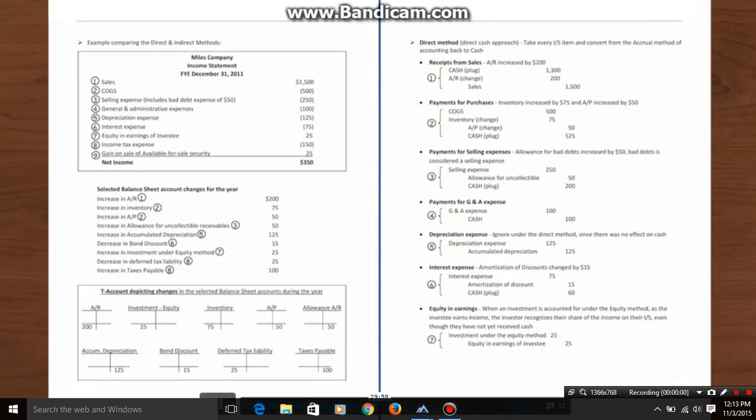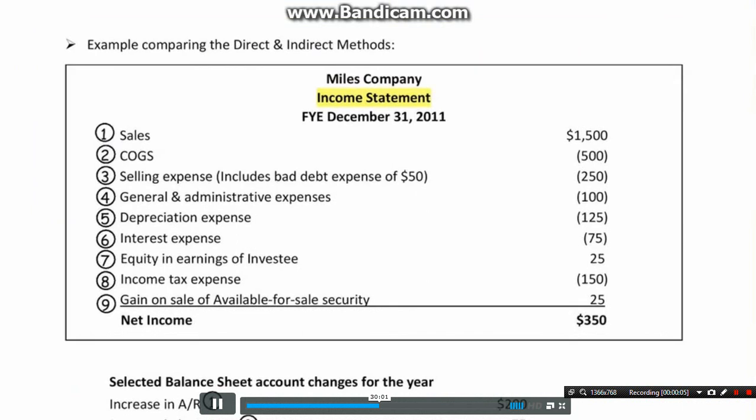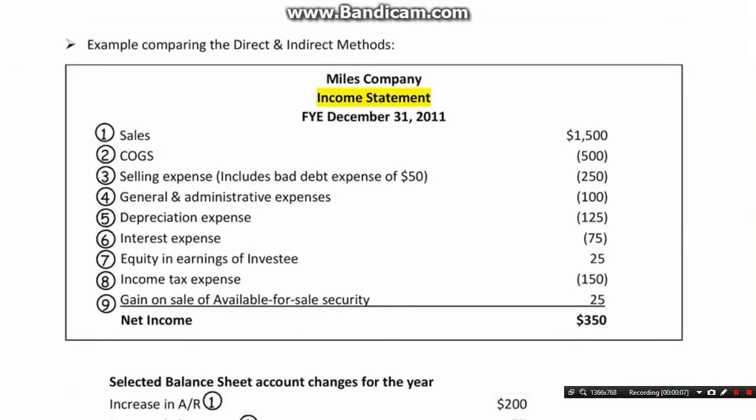Numbers for the example that I've just put on the board. So on the top, you've got the highlighted income statement. You've got sales, COGS, SG&A, depreciation expense taken out separately, interest expense, equity in earnings, income tax expense, and gain on sale of available for sale security. And this one is a realized gain.